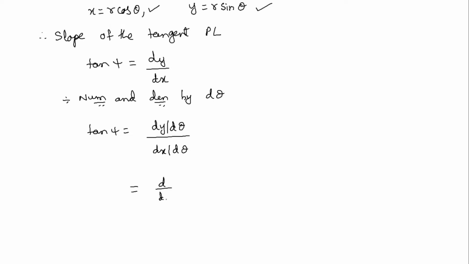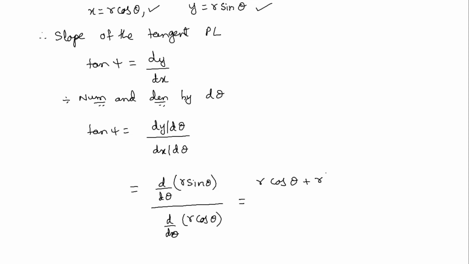So can I write this as d by d theta of y? The y value is nothing but r sine theta, whole divided by the denominator dx by d theta. So I can write d by d theta of x, where the x value is nothing but r cos theta. Let us differentiate this one. Since we have r and sine theta, I need to use the product rule. Keeping this r as it is, differentiation of sine theta will be cos theta, plus keeping sine theta as it is, differentiate r. So differentiation of r will be dr by d theta.